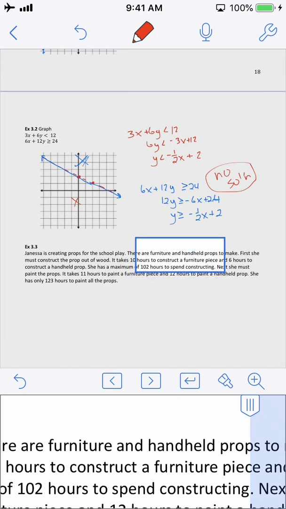One first thing that I see is that they keep talking about these two things over and over and over and over again. Furniture and handheld props. Okay, maybe let's call this X and Y. Because those are the things that just keep happening over and over, but those are the things we also don't know a specific number for. We don't know how many furniture pieces, we don't know how many handheld props she has. We're just told how long it takes to construct them, right?